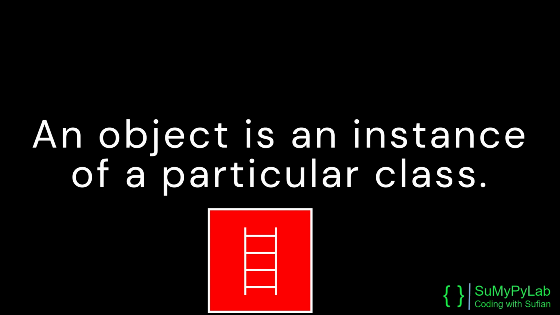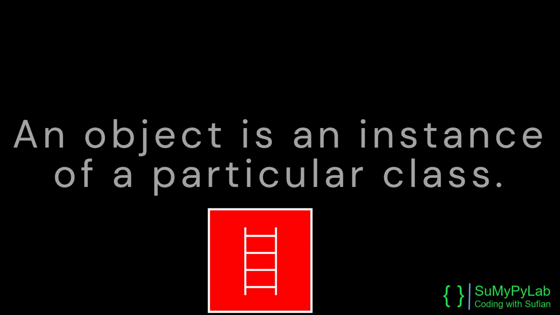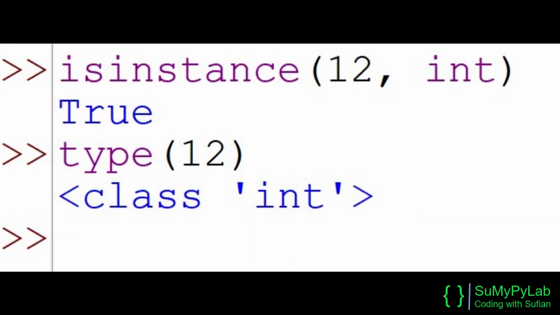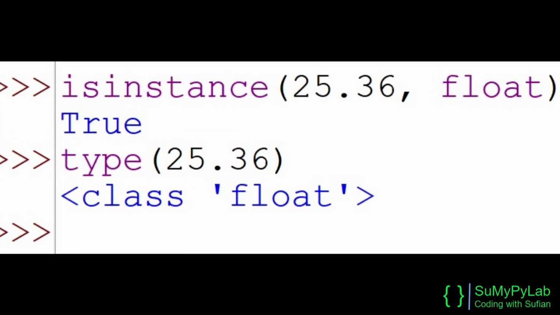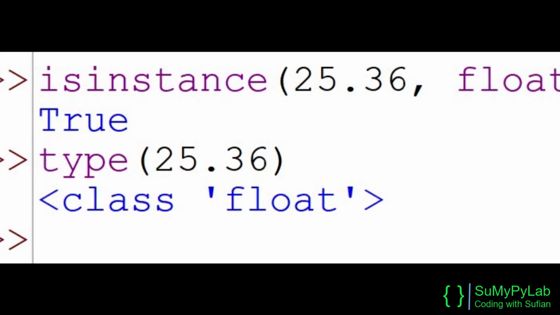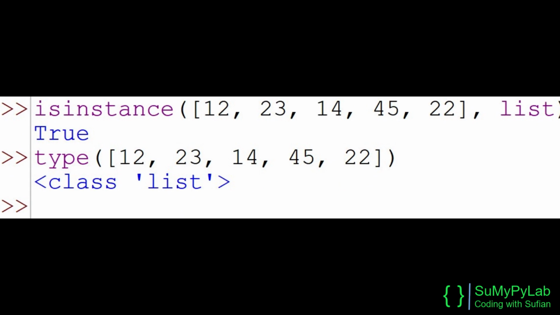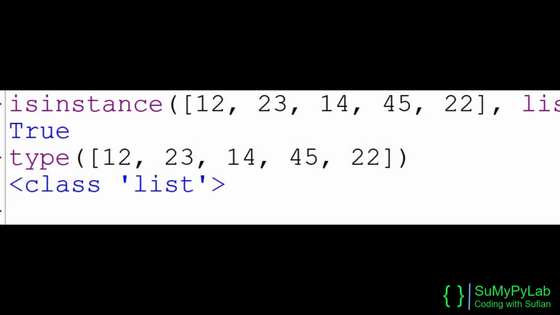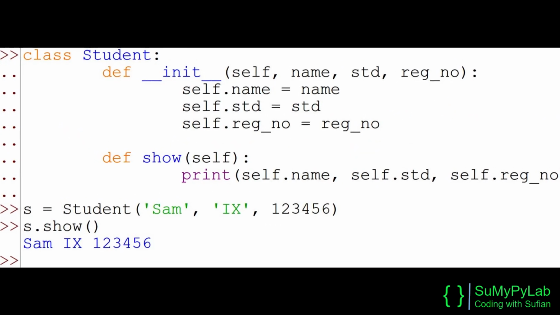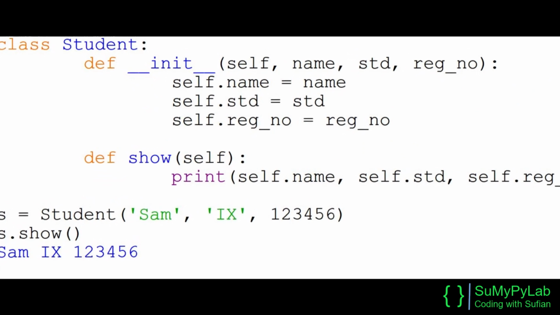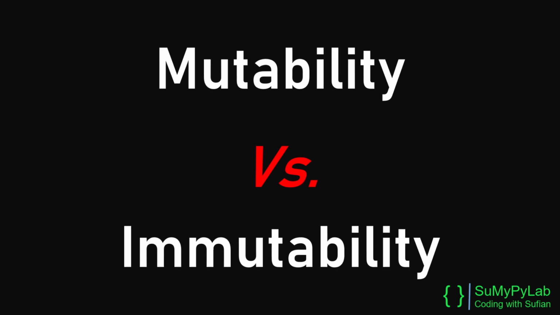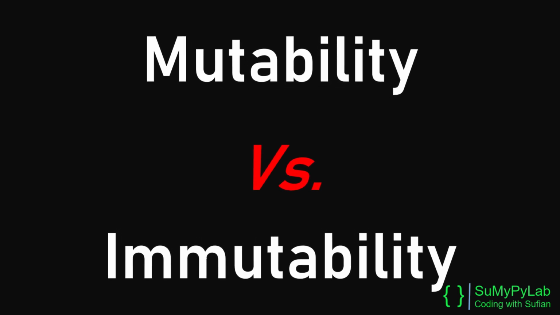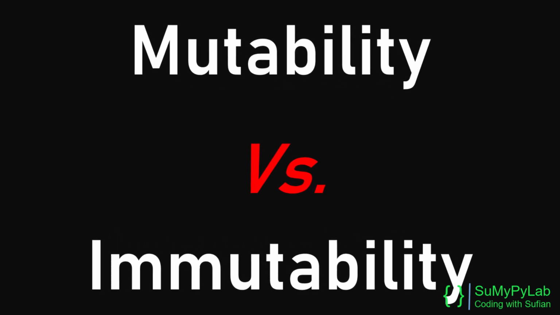So, what is an object? An object is an instance of a particular class. For example, 12 is an instance of the class int or integer. 25.36 is an instance of the class float. A list of a few items is an instance of the class list, etc. We will discuss classes, objects, etc. in a separate lesson on object-oriented programming. Now let's concentrate on our main topic, mutability and immutability of objects.